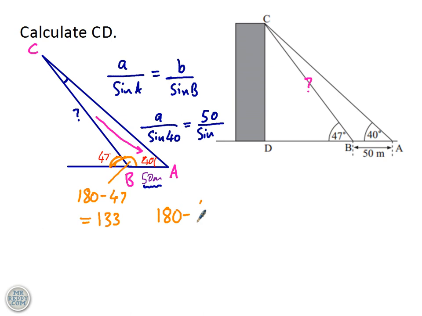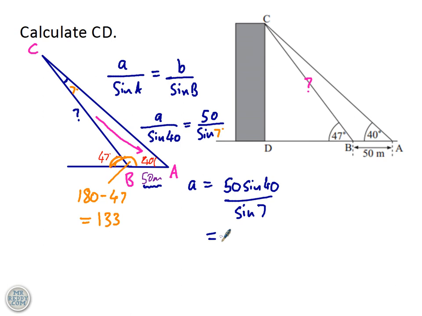So 180 take away 133 plus 40 is going to be 180 take away 173, which is 7 degrees. So this is 7 degrees up here. So sine of 7 degrees there. And if I rearrange that, then I'll get that A is equal to 50 times the sine of 40 all over sine 7.